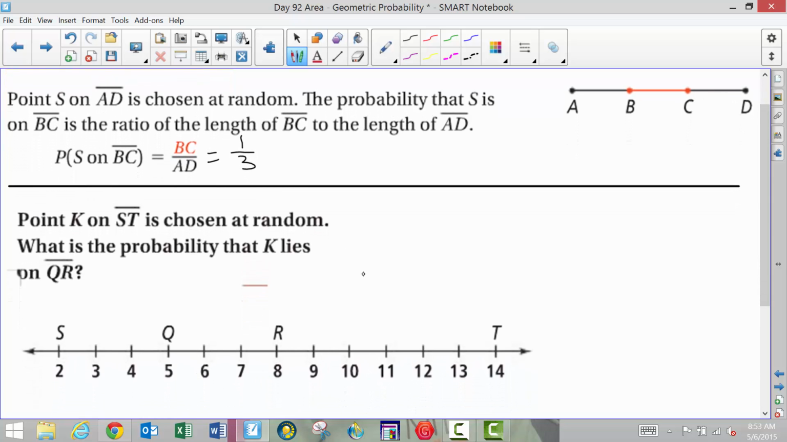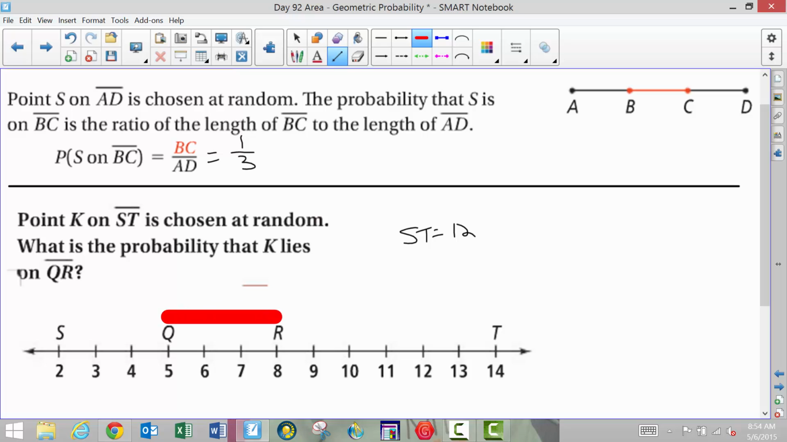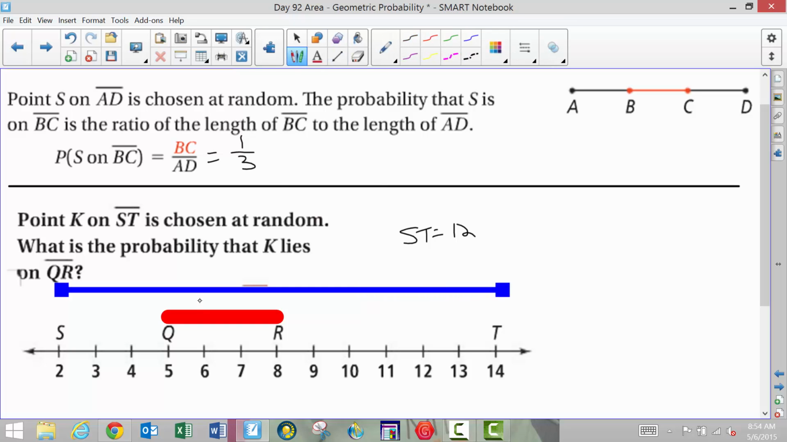So point K is on ST. Well, ST is from S to T, which is 2 to 14. So S to T is 12. It was 14 minus 2 is 12. What's the chance that K is on QR? Well, here's QR. Here is S to T. So what's the chance that this point is going to be somewhere on QR?